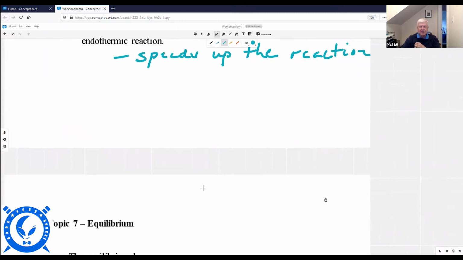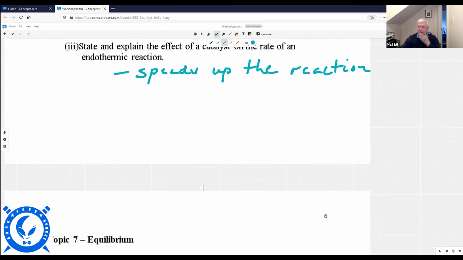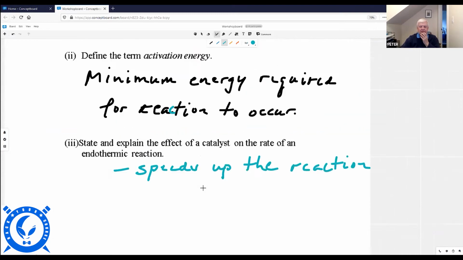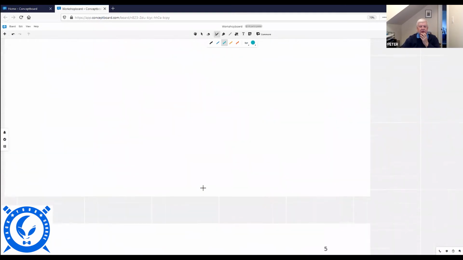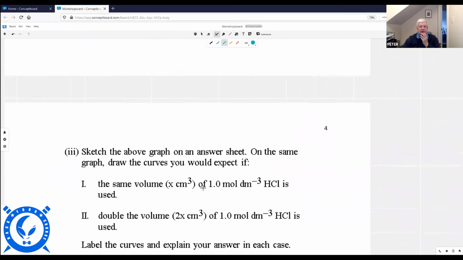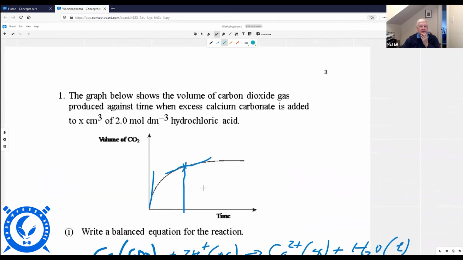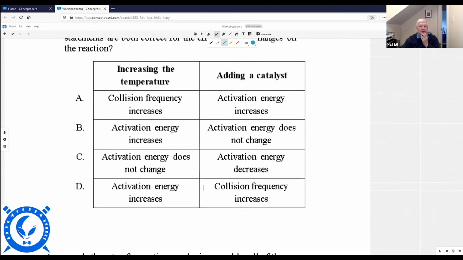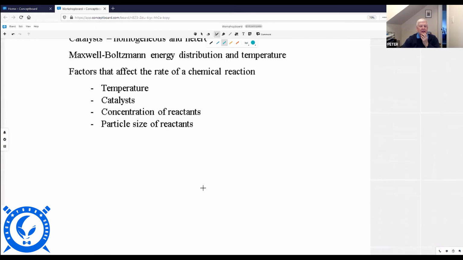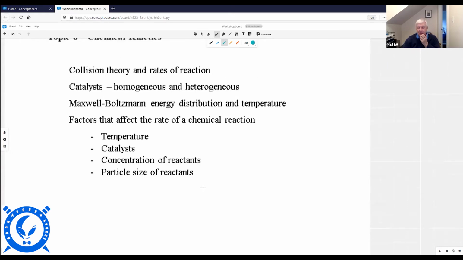And that's basically the key points that you need to know about chemical kinetics. All right, to remind you again, the key points. Collision theory and rates of reaction. Remember, there's three things required in collision theory. What catalysts do, the Maxwell-Boltzmann energy distribution, we just saw that, and the factors that affect the rate of a chemical reaction.